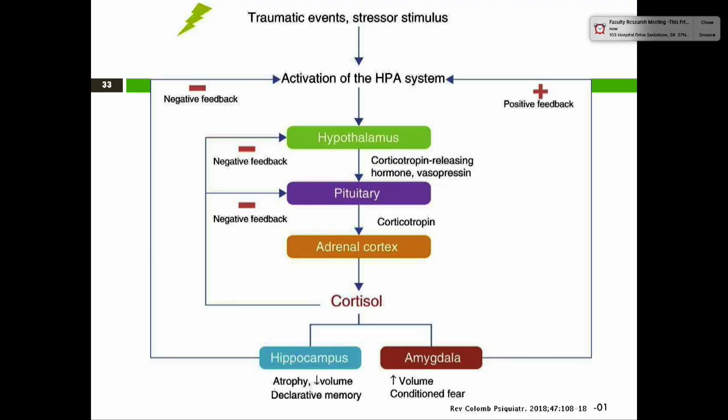However, if the HPA axis is constantly activated, that will lead to a lot of cortisol released even without the actual stress, and this will come back and inhibit the thalamus and the whole axis. But meanwhile, it will have a very detrimental impact on our hippocampus and amygdala. Cortisol is neurotoxic, if we see it that way. If we expose our brain for a prolonged time, it will kill the brain cells, leading to atrophy in a lot of brain areas like the hippocampus.